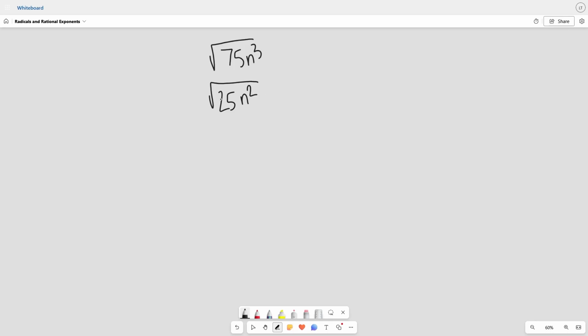You're just putting your squares in one area, and then we'll take what we took out of those, which is 3n. And now we can evaluate the square root of these perfect squares. So what do we have? We have 5n times square root of 3n. And that is how you simplify that expression.